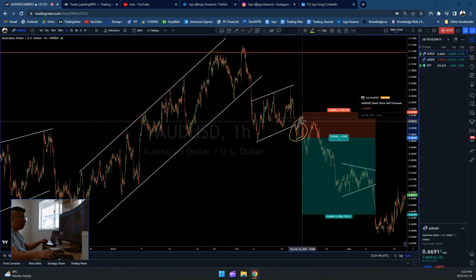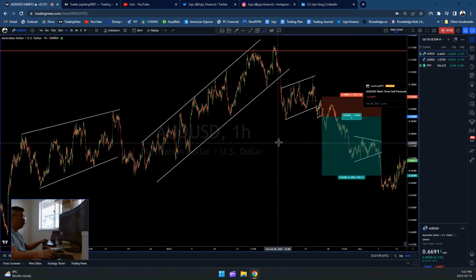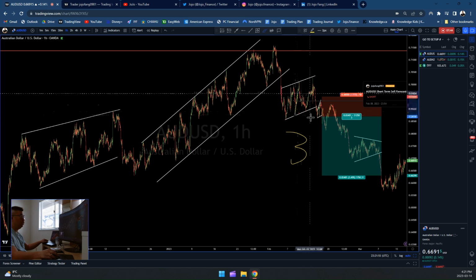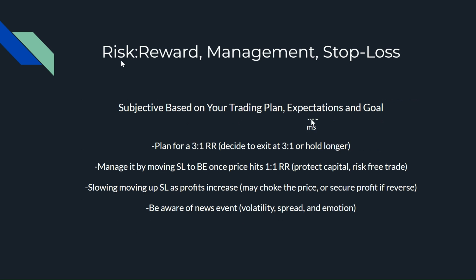I waited for a smaller correction after breakout. So I set my entry order, set my stop loss, and you're generally going to be looking for a 3-to-1 risk reward. So now that we're on this topic, we're going to talk about risk reward management and stop loss.